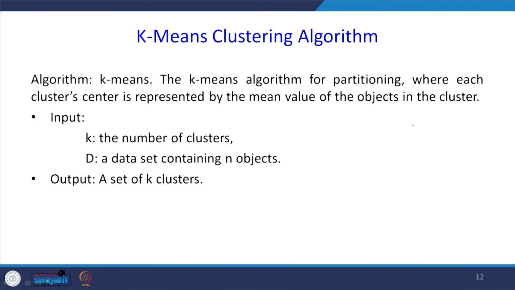Algorithm k-means: the k-means algorithm for partitioning, where each cluster center is represented by the mean value of the objects in the cluster. What are the inputs for the k-means algorithm? The number of clusters and a data set containing n objects. What is going to be the output? A set of k clusters.